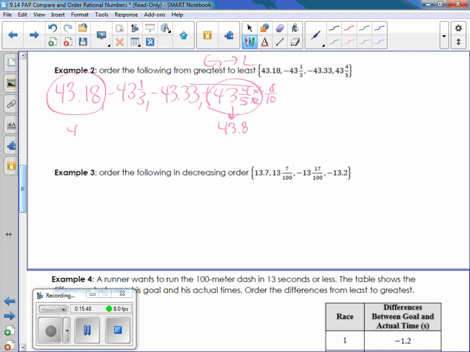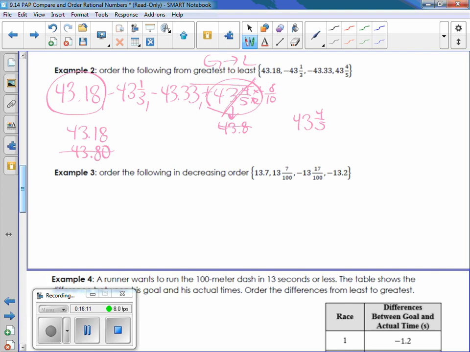Now, I also like to line up my decimals vertically. So we have 43.8. Which one is larger? The 43.8. You can add the 0 if that helps you, because 80 hundredths is greater than 18 hundredths. So 43.8 is greater. So I'm going to cross it out. My largest value is going to be the 43 and 4/5.